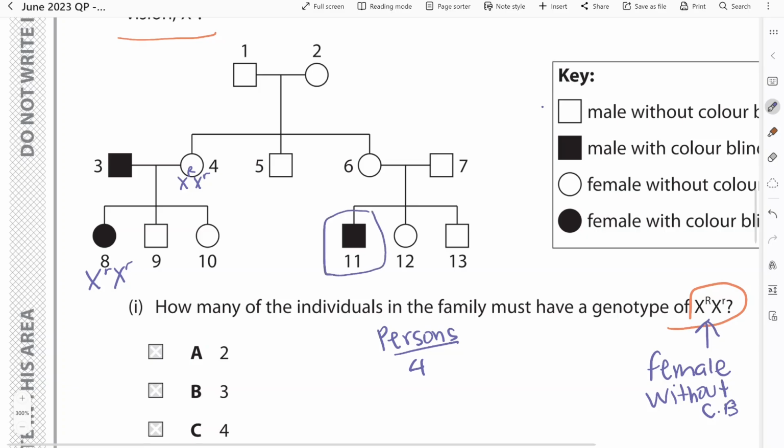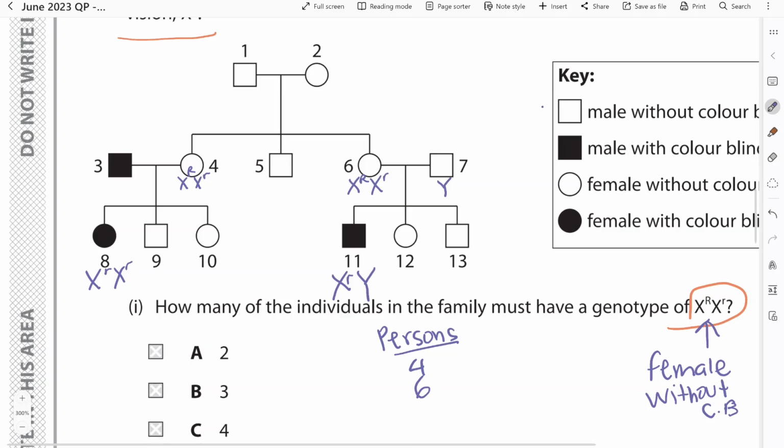Now let's look over to the right hand side. We have individual 11. Individual 11 is a male, so that means it's XY. And this person has color blindness, so there has to be an R there. Like I said, each chromosome must come from each parent. The Y chromosome must come from the father, which means the X chromosome came from the mother. And so this person must also be heterozygous for that allele.